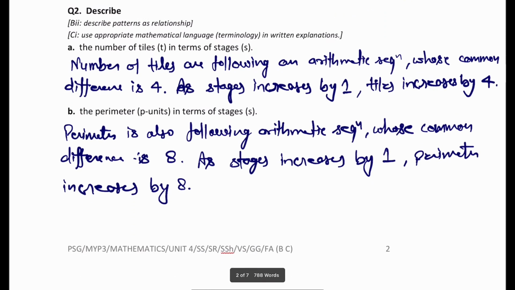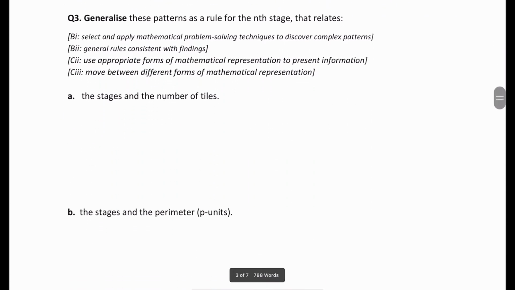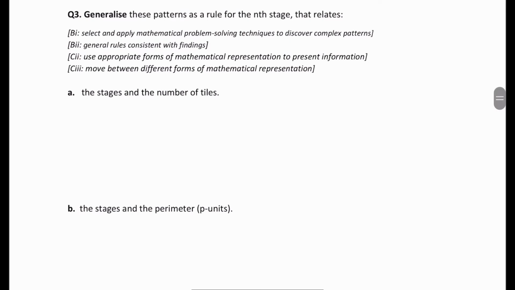Now let's move towards the next problem. The next problem is related to generalizing this pattern as a rule for the nth stage. For the nth stage, as we can see, the number of tiles was increasing by 4 every time, and in the first stage the number of tiles was 1. Can we put that into a formula, so that we can put in the value of the stage and get the number of tiles? Yes, absolutely we can do that.